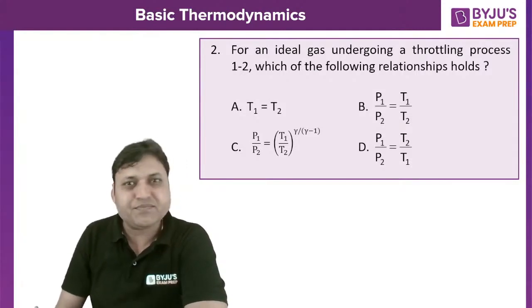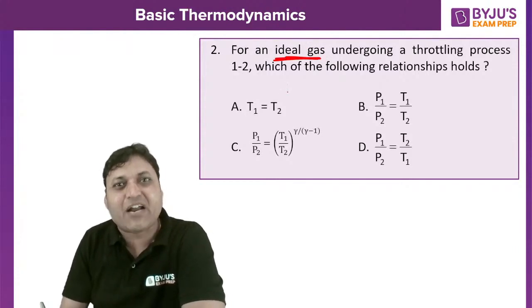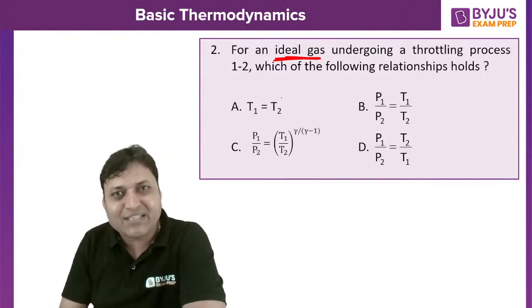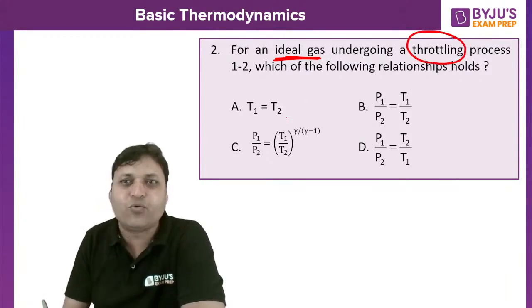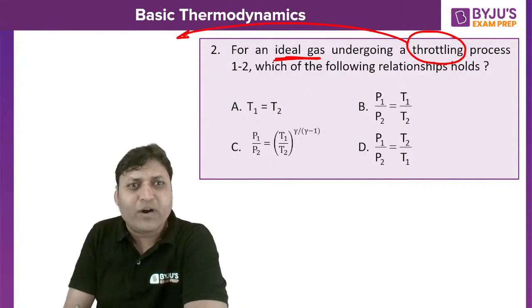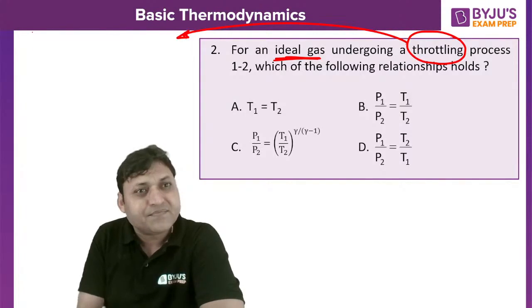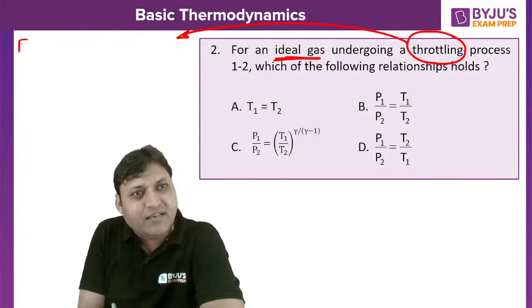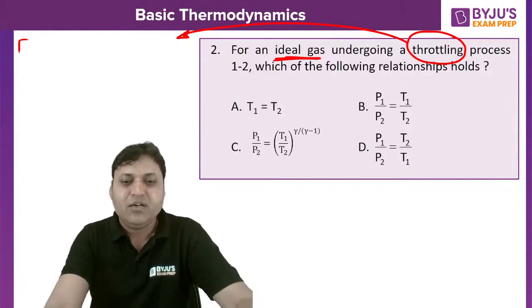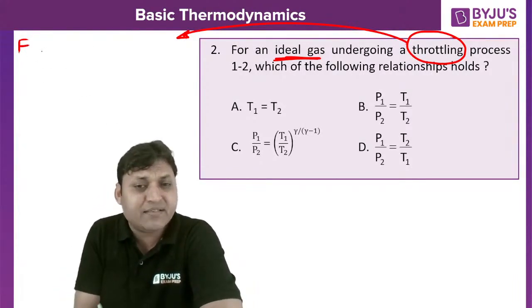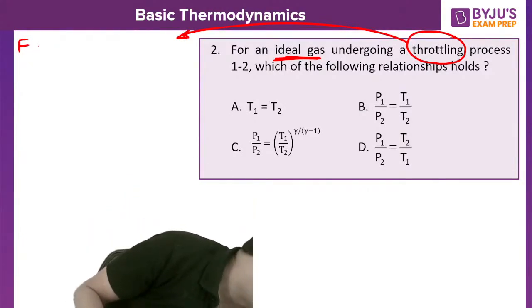Question number 2. For an ideal gas, the gas which follows the ideal gas law is known as ideal gas, undergoing a throttling process. What is throttling? What is the throttling process? Any idea about the throttling process? Throttling process is flow through a restricted passage. What is the answer to the second question? Everyone, please let me know through the comment section. Select your answer and write it in the comment box.